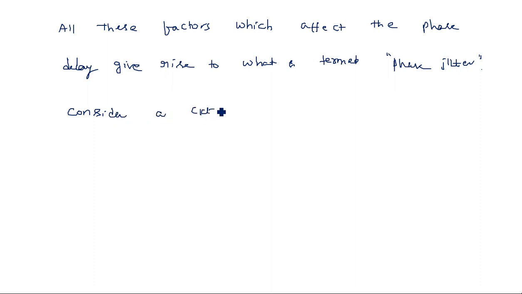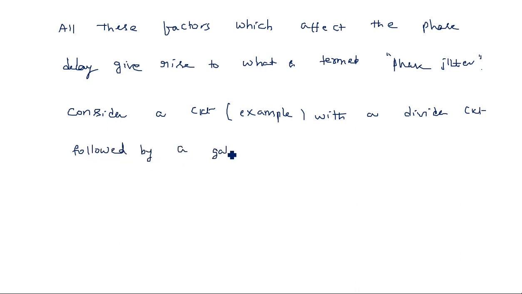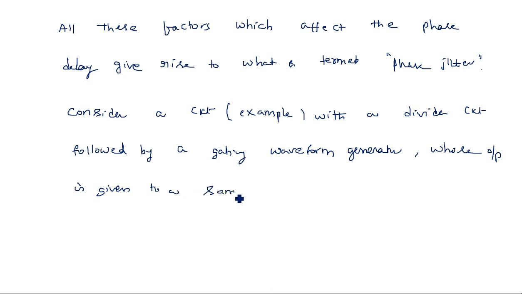Consider a circuit, an example, with a divider circuit followed by a gating waveform generator, whose output is given to a sampling gate. Let us construct this diagram.